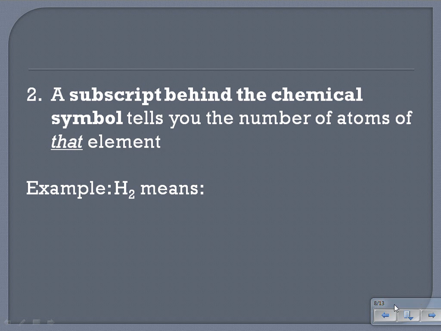Rule number 2. A subscript, so that little number behind the chemical symbol, tells you the number of atoms of that element. So H2 means that there are 2 atoms of hydrogen in the molecule.